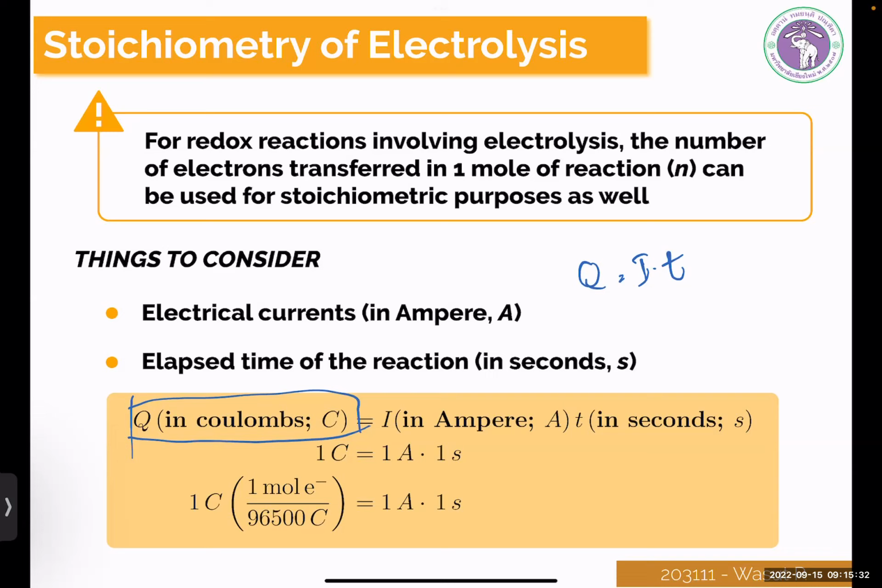And then you can convert the charge into the number of moles of electrons through Faraday's constant, which is 96,500 coulombs per mole of electrons. So that's how you relate all these terms and time to the number of moles of electrons.